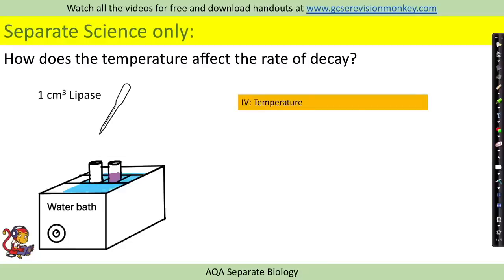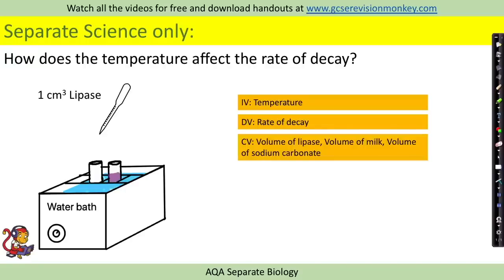So the independent variable for this practical is temperature. The dependent variable is the rate of decay, and important control variables include the volume of lipase, the volume of milk, and the volume of sodium carbonate. It's unlikely that you'll get the mark in the exam if you simply say the amount of lipase or the amount of milk, so do make sure you're using the word volume when you're talking about your control variables.